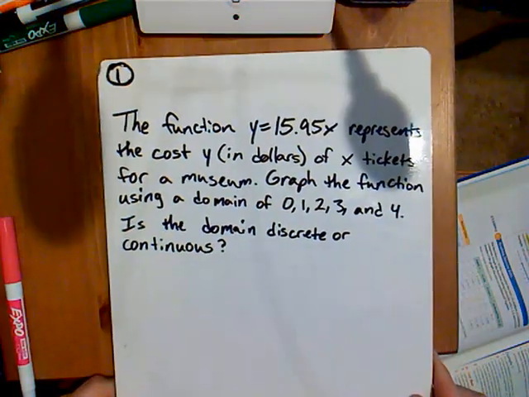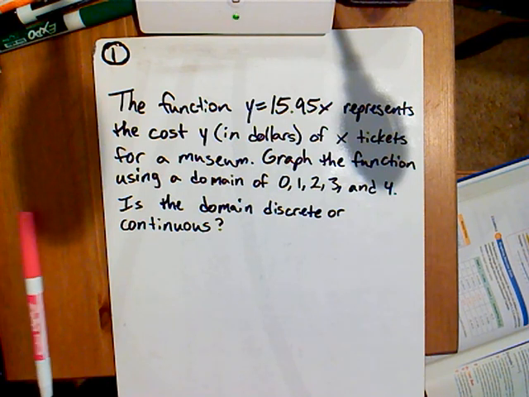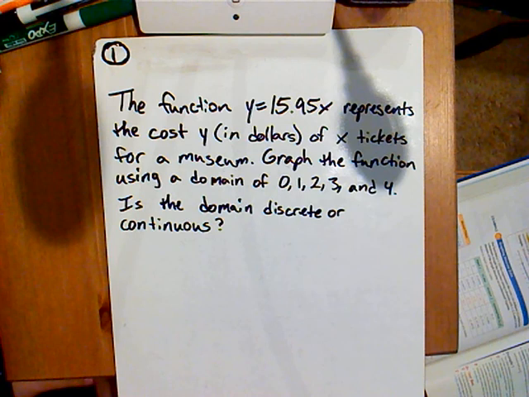So example number 1 is going to be, the function y equals 15.95x represents the cost y in dollars of x tickets for a museum. So it wants you to graph the function using a domain of 0, 1, 2, 3, and 4. And then it wants to know if the domain is discrete or continuous.